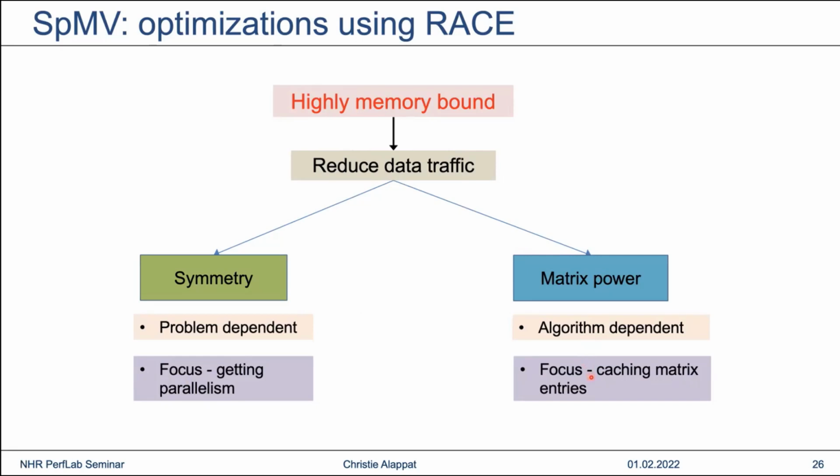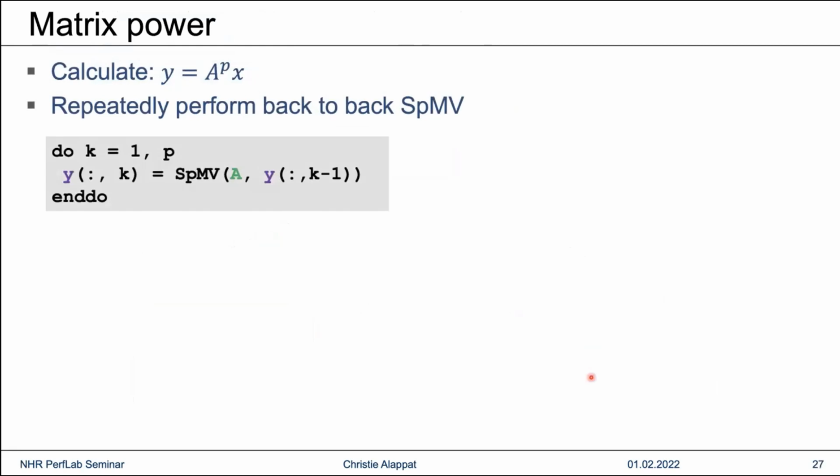So now let's see how we optimize for matrix power. In matrix power, basically we calculate A raised to p times x, where A is a sparse matrix. And normally in traditional approaches, this calculation is performed by repeatedly performing SpMV computations.